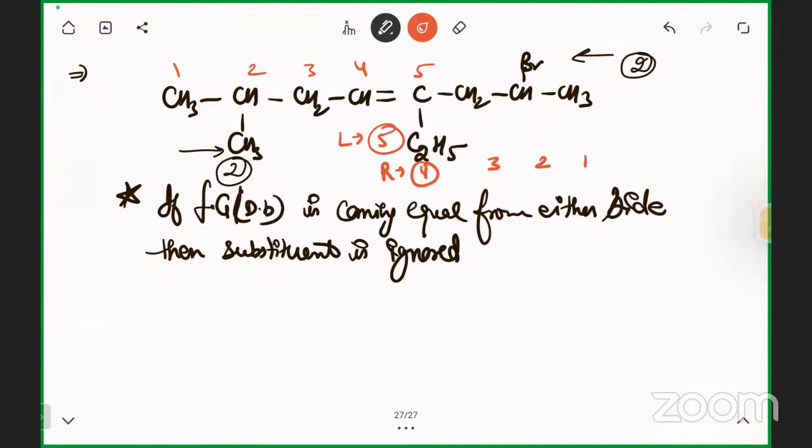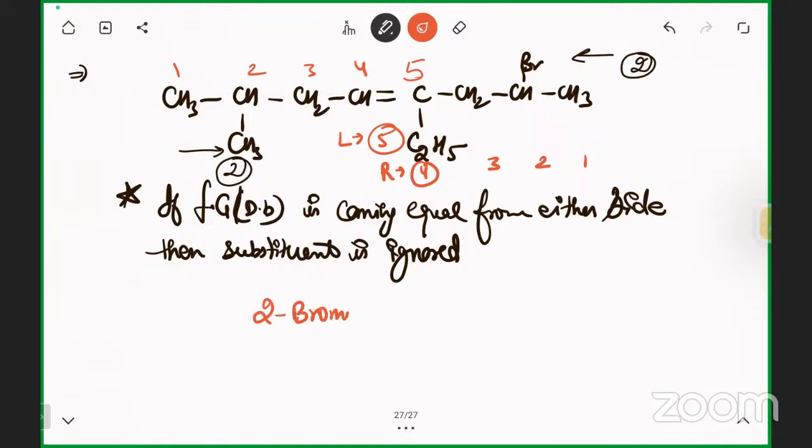And the position of the double bond is equal. Either you count from the left side or from the right side. But what is the difference? The difference is that C2H5 is coming on the fifth position from the left-hand side, and from the right side, it is coming on the fourth position. So I will prefer the position which is less. So the numbering should be done from the right-hand side.